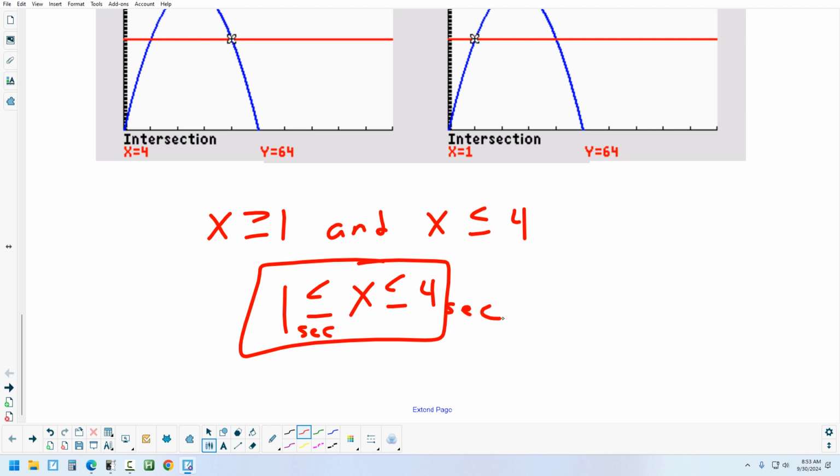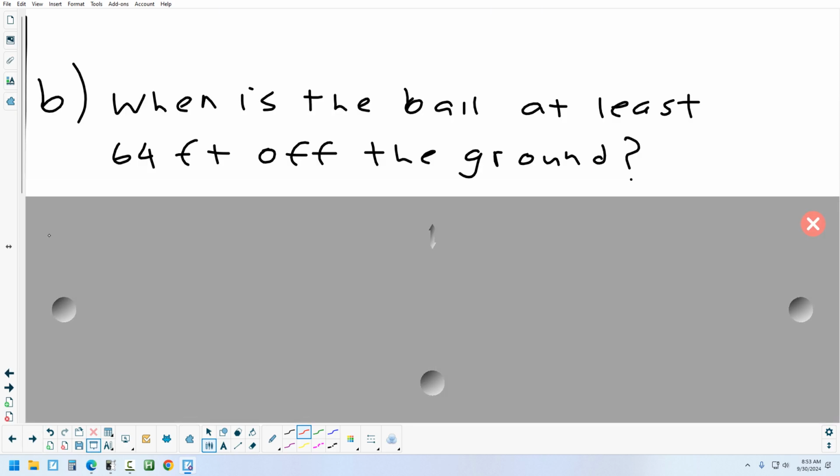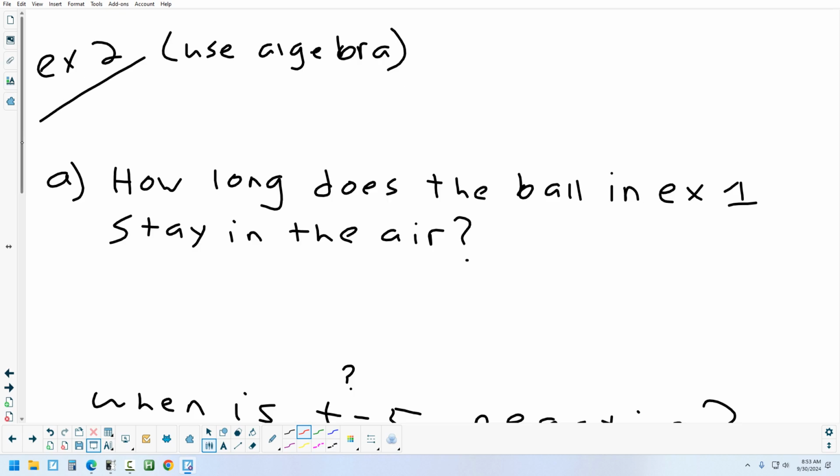Is there any question on that one? All right, so that was solving a higher order inequality using the graph. We're going to look at doing it a little bit differently. So now let's try using some algebra.